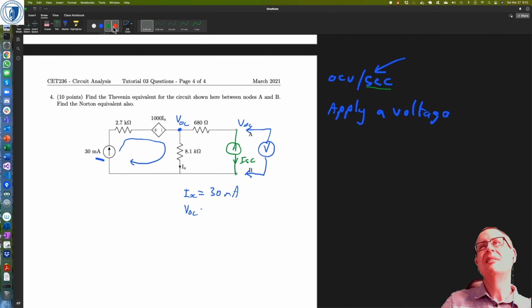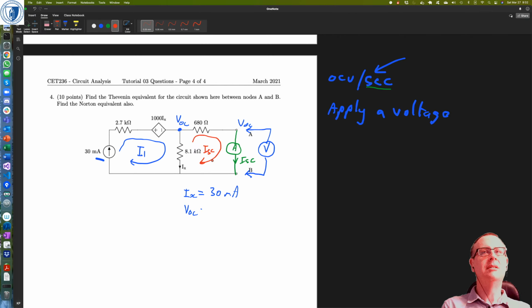In this case, it's a bit harder because you've got to do a mesh analysis, right, with I1, and I'd call that I2 or ISC. It's the same thing, right? And you've got to apply a mesh analysis in order to solve that for ISC.